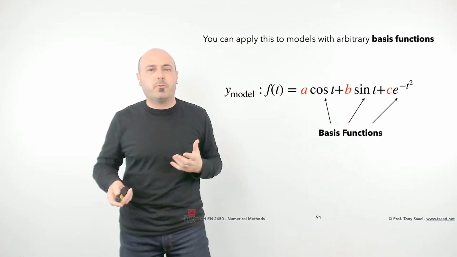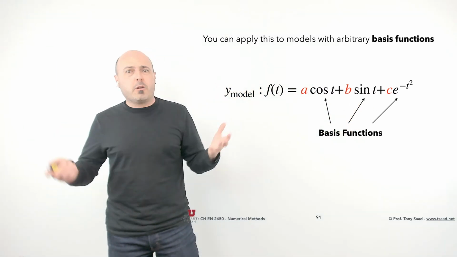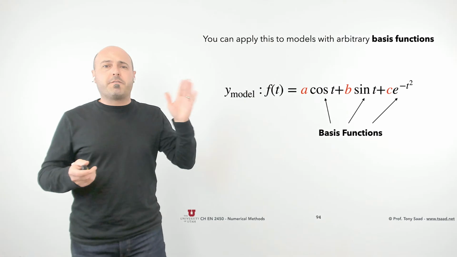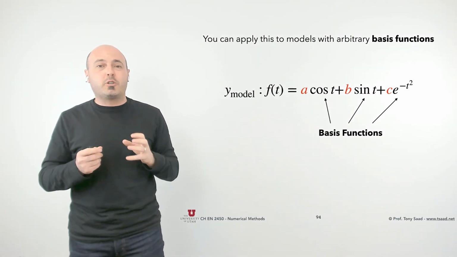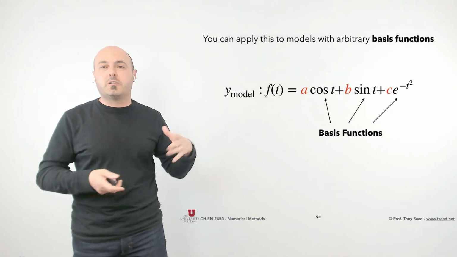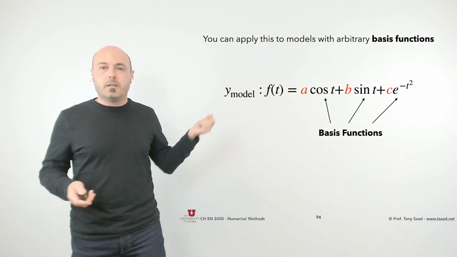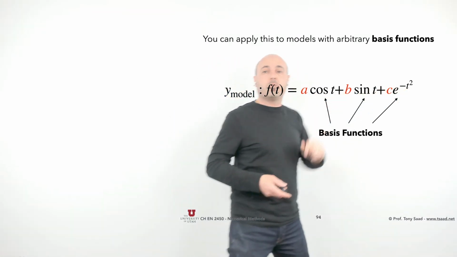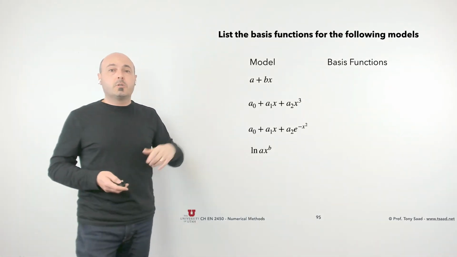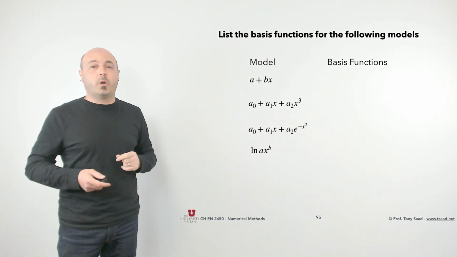It's just a fancy word that says the model we're using is going to build a linear combination with these functions. We call these functions the basis functions. That's it. So in this case, the basis functions are cosine t, sine t, and e to the minus t squared. Okay, so I'm going to ask you now the following question.